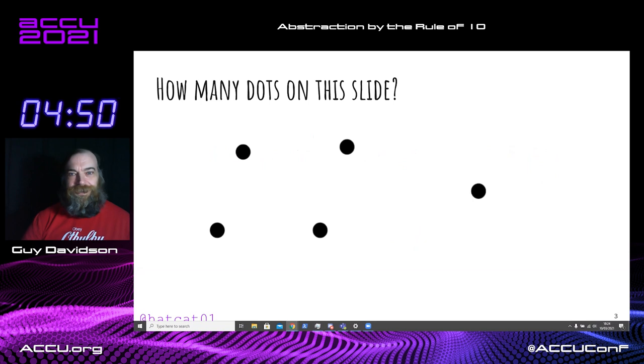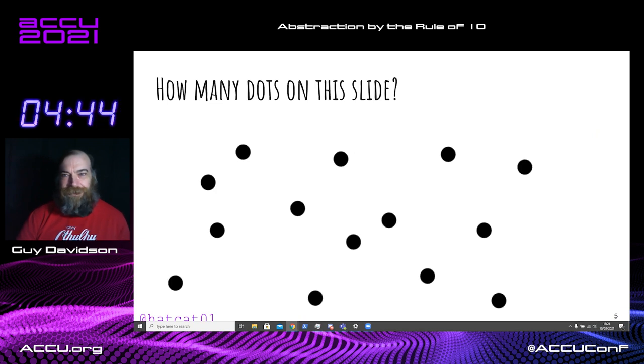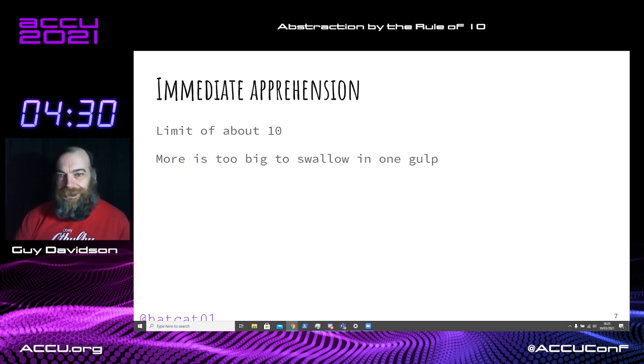How many dots on this slide? Lovely. How many dots on this one? How many dots on this one? It's getting harder now, isn't it? We're good at recognising up to 8 to 10 things. After that, the cognitive load becomes distracting and you're trying to make sure you have everything in mind before you proceed to the detail of comprehending the totality.